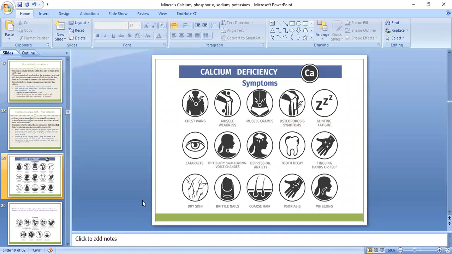Now the symptoms of calcium deficiency that may result are chest pain, muscle weakness, muscle cramps, osteoporosis, mostly in postmenopausal women, fainting and fatigue, cataract, difficulty in swallowing, depression, anxiety, tooth decay, tingling in hands or feet, dry skin, brittle nails, coarse hair, psoriasis, and wheezing.